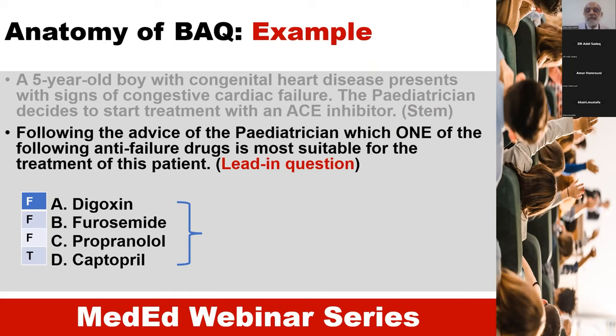Following the advice of the pediatrician, which one of the following anti-failure drugs is most suitable for the treatment of this patient? And this is the lead-in question. These are the options. And here is the key, the captopril, and these are the distractors.